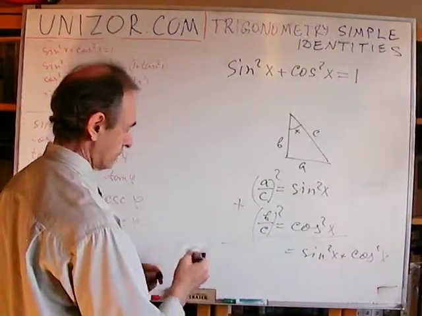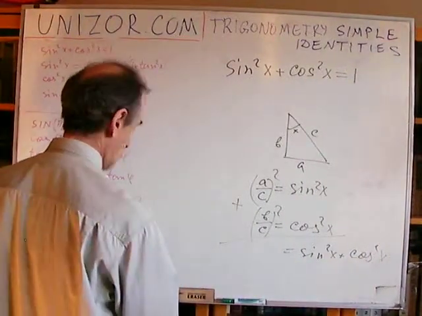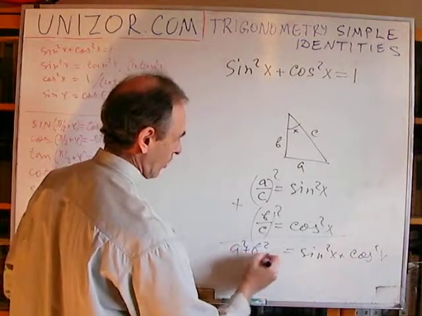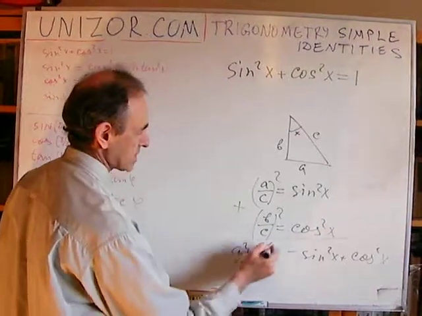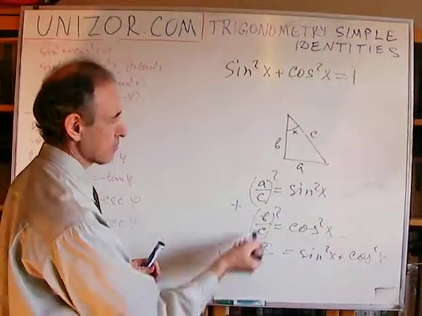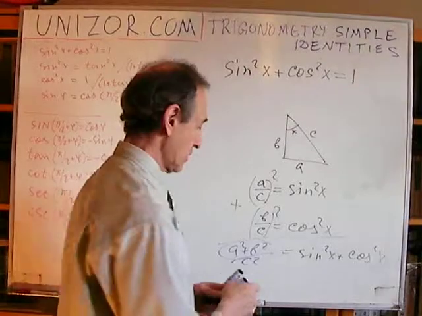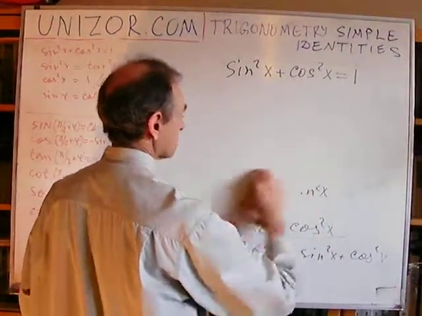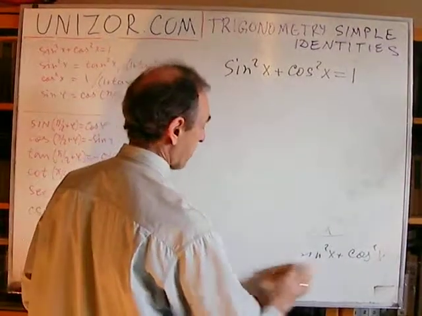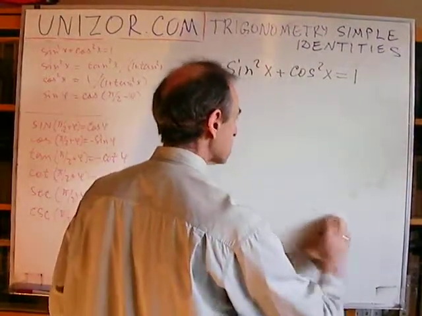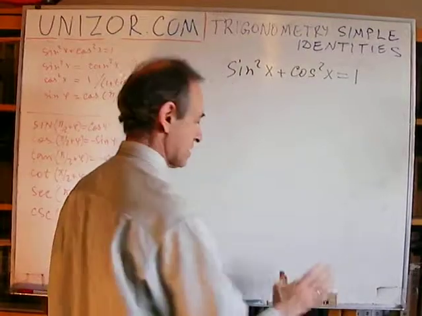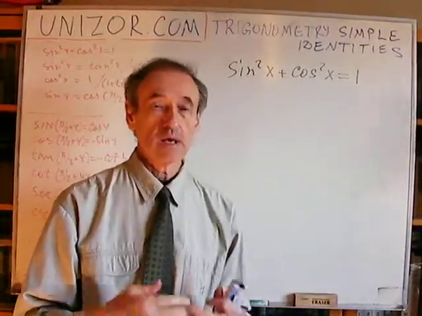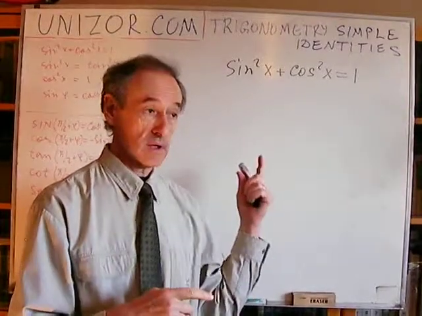And on the left, you will have a square plus b square over c square, and a square plus b square is equal to c square because of the Pythagorean Theorem. So that's a simple thing. Now, that's where, in many cases, textbooks basically stop. This is not where we are stopping. We should examine this for any angle X, not only an acute one, because the identity is true for any angle X.